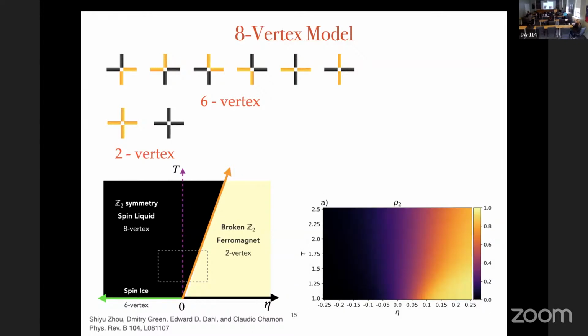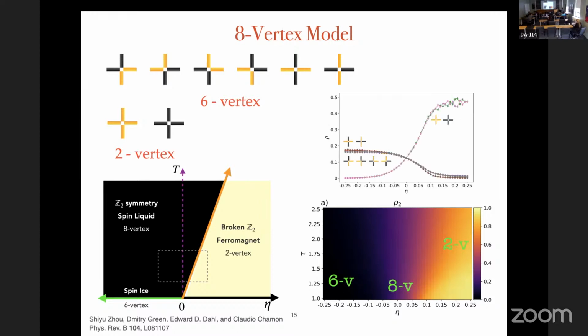And here I'm showing you the experimental data from the D-Wave. The x-axis is eta, the y-axis is the effective temperature by tuning the couplings. And what we measure here is the density of 2 vertex. When the density of 2 vertex is equal to 1, we have the ferromagnetic case. But when the density of 2 vertex is equal to 0, we have the spin ice situation on the left. And exactly when the density of 2 vertex is equal to 1/4, we have the 8 vertex model.